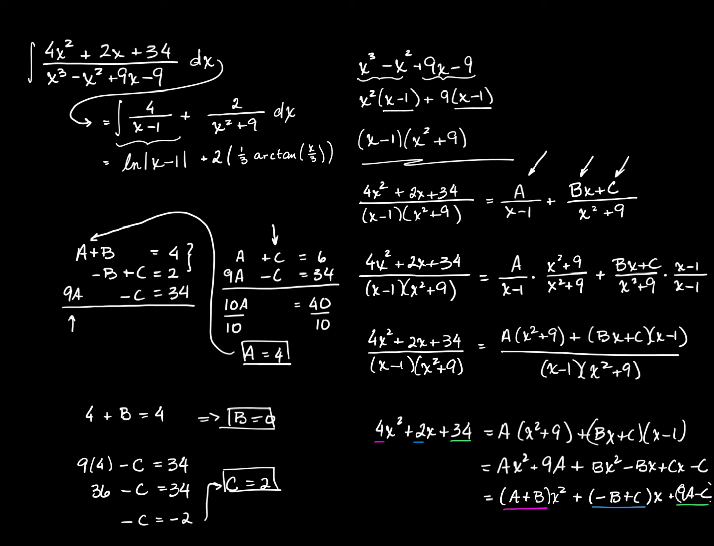Okay, I'm going to tidy this up just a little bit more. I have the ln of x minus 1 plus 2/3, just multiplying here, the arctan of x over 3, and then of course plus c, because this was an indefinite integral. Okay, so here's my final answer for this.